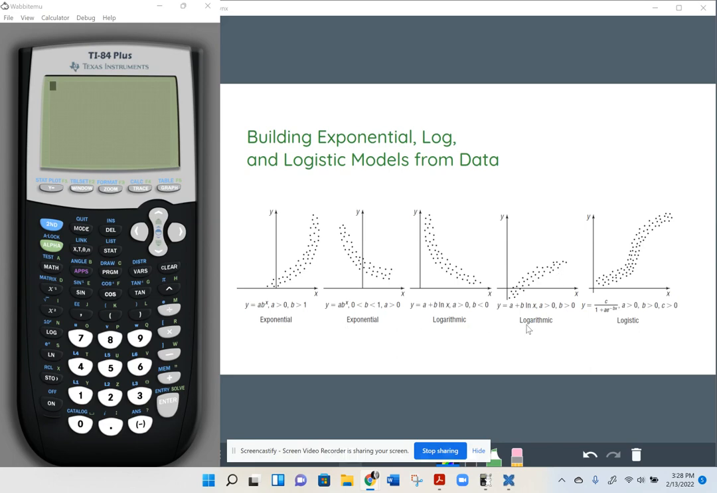And then the last one, which I feel like is the most unique and hardest to mess up, is the logistic curve. That's that weird S curve because of carrying capacity. So we want to keep these in mind when we look at scatter diagrams to figure out, do I use exponential regression, logarithmic regression, or logistic regression? Because obviously that's going to matter.